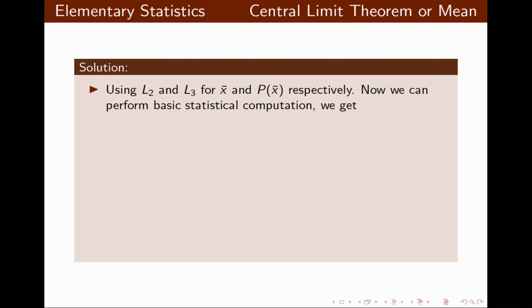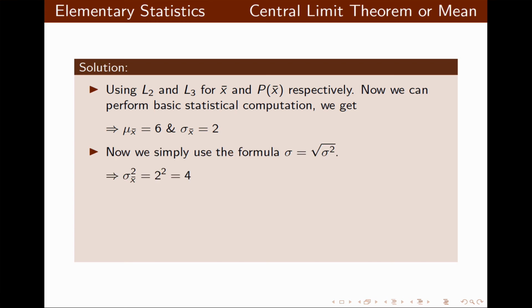So after we enter the numbers in L2 and L3, we do the computations and we get the mean of the means to be 6 and a standard deviation of the means to be 2. And basically we're going to square this result to get the variance of the means to be 4.